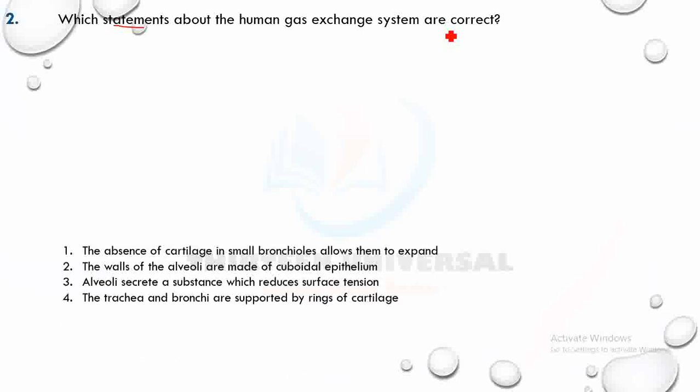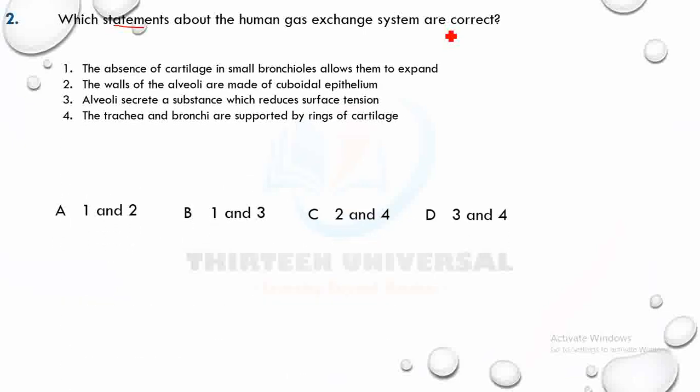Let's roll. Which statements about the human gas exchange system are correct? So pause the video and solve it. The first one says the absence of cartilage in small bronchioles allows them to expand. Bronchioles lack cartilage, so they can expand. Correct. The second one says the walls of the alveoli are cuboidal.